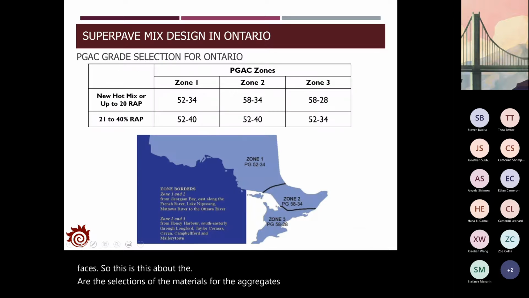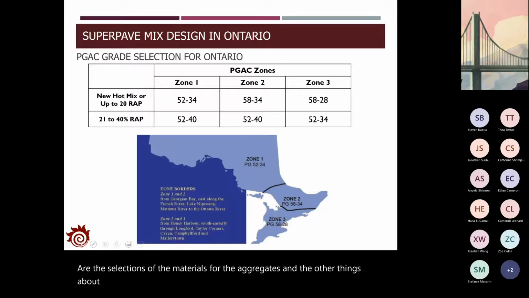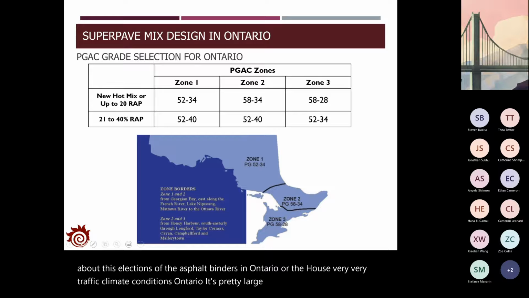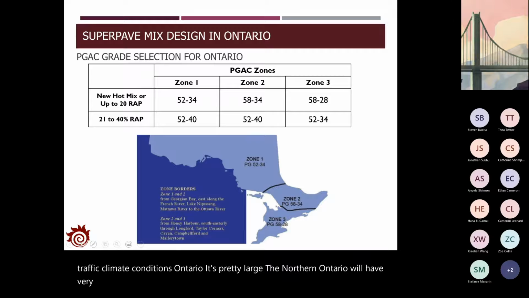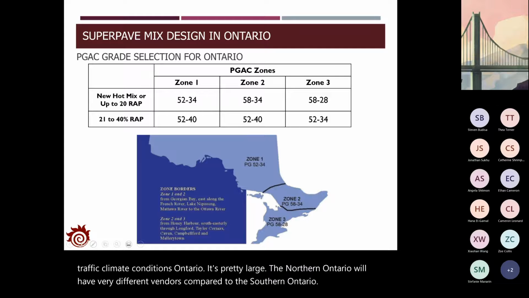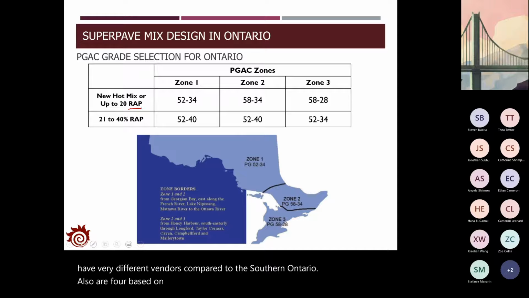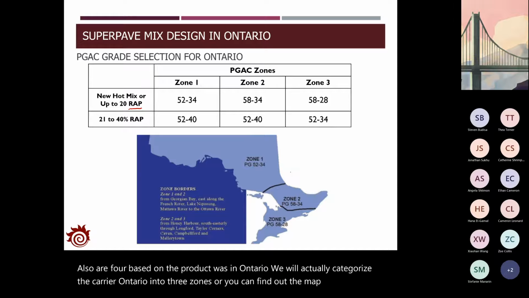And the other thing is about the selection of the asphalt binders. In Ontario, we have very varying traffic and climate conditions. Ontario is pretty large. Northern Ontario will have very different weather compared to southern Ontario. Based on the protocols in Ontario, we will actually categorize Ontario into 3 zones. You can find the map here shows the regions of each zone.